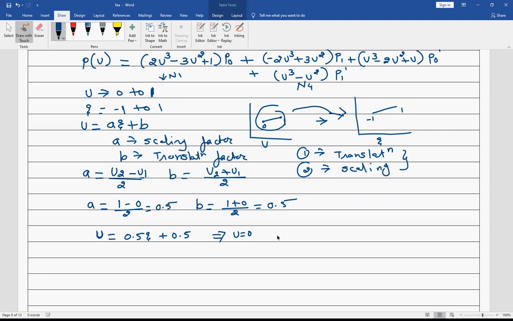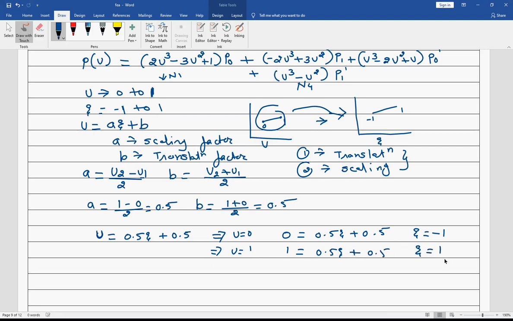So I put u equal to 0. So what do I get? 0 equal to 0.5 xi plus 0.5. From this, xi equal to how much? So just let me know what is xi. Just calculate this xi and just let me know. Okay, minus 1. Similarly, if I put u equal to 1, so 1 equal to 0.5 xi plus 0.5.